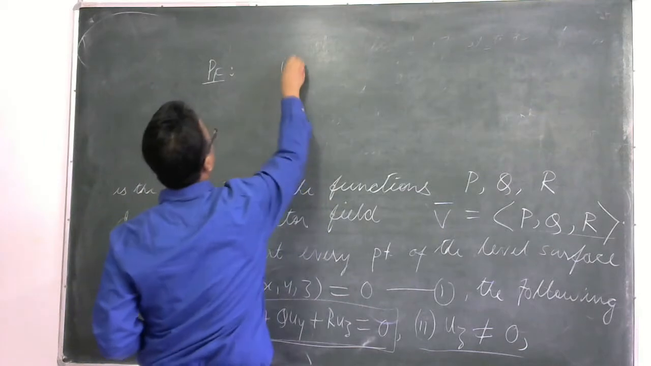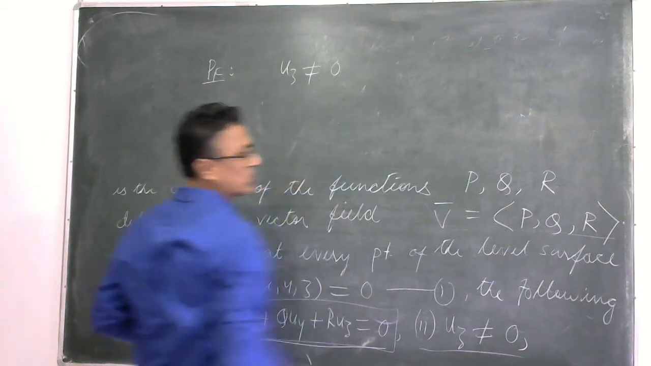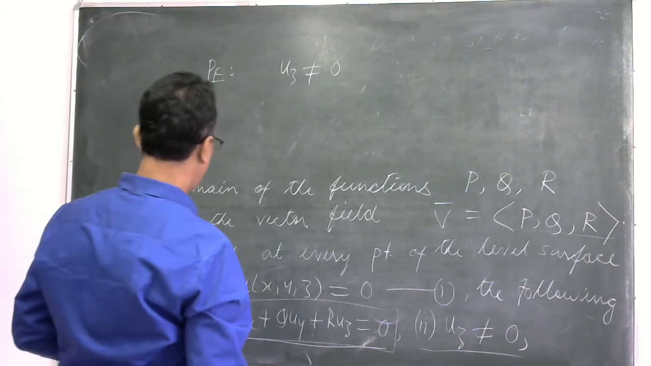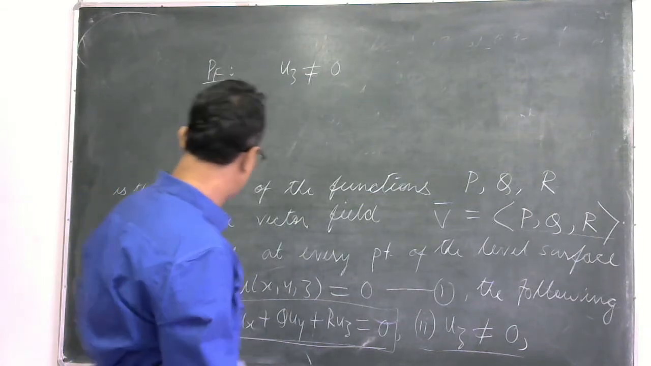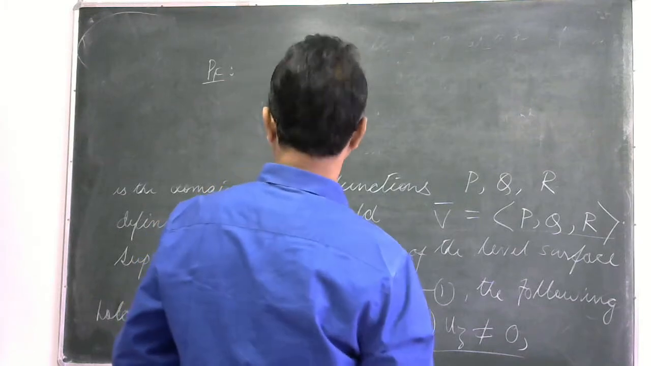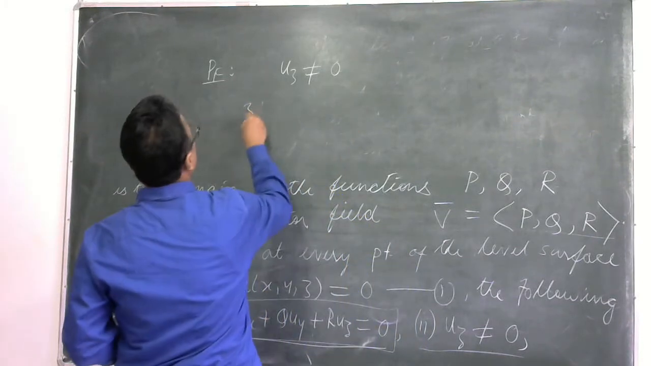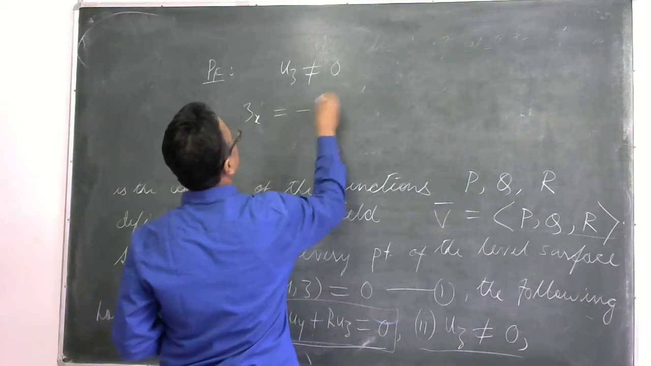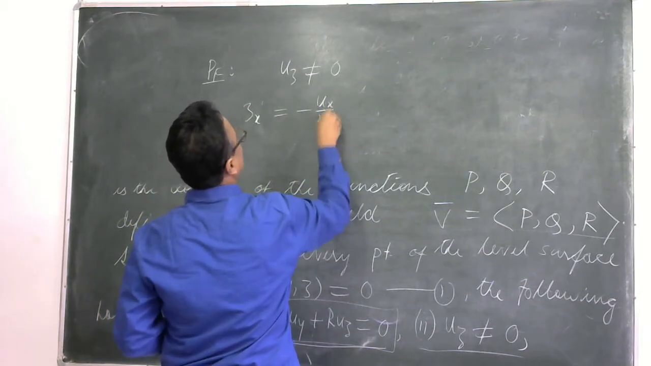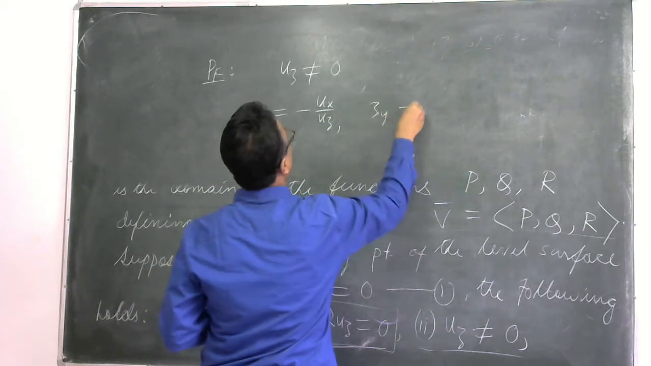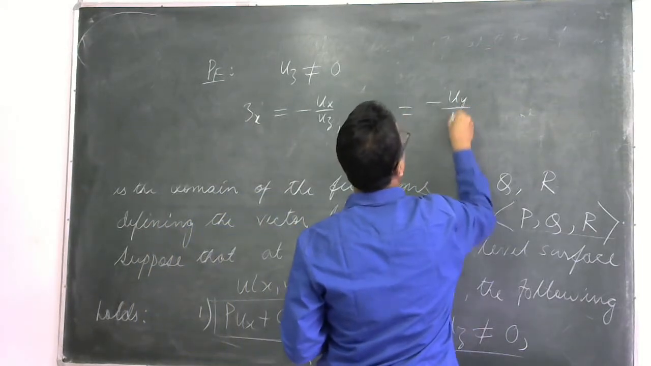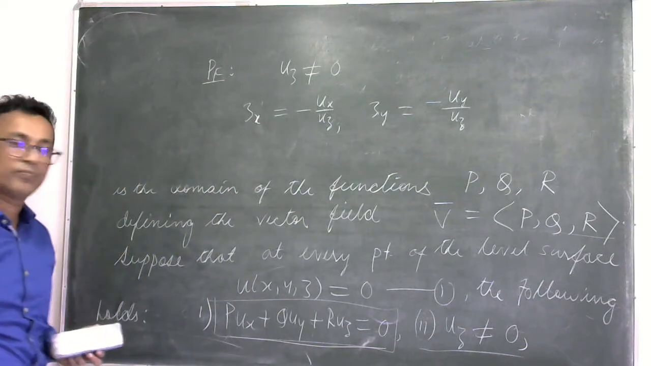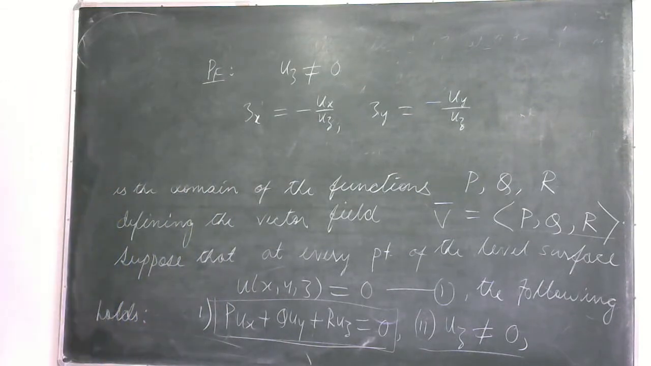Say we have been given that u_z is not equal to 0. So then what is going to be your z_x? So z_x is going to be simply what? Isn't it? Fine? Okay?